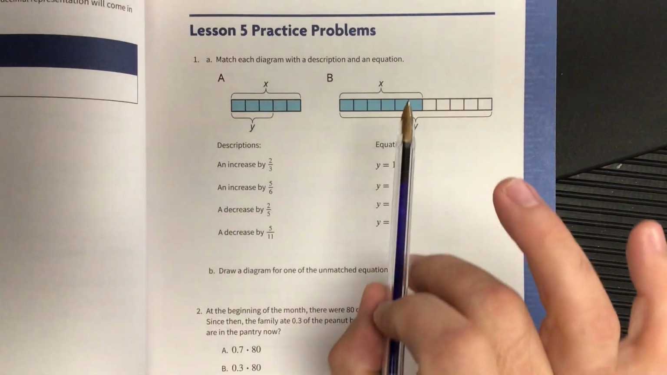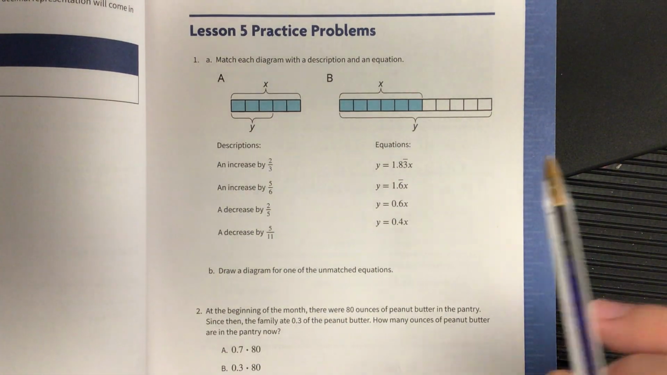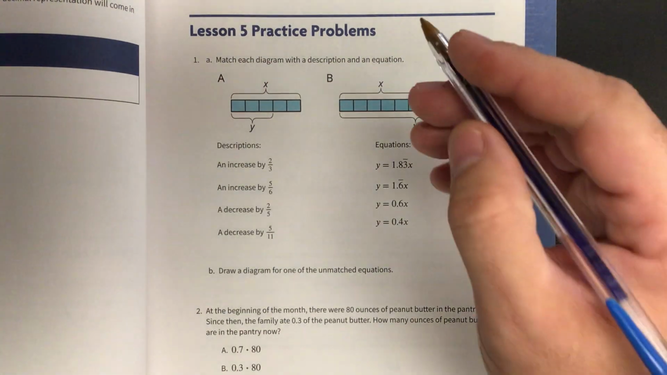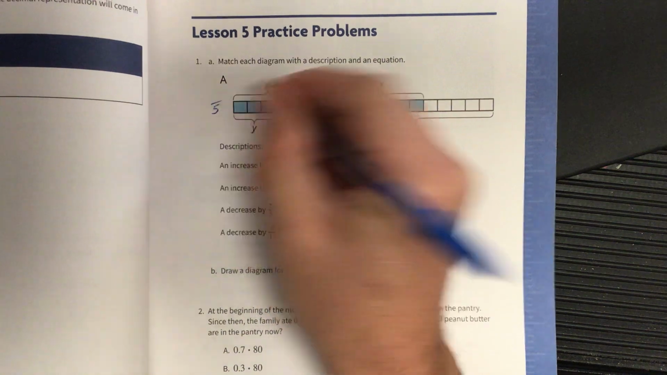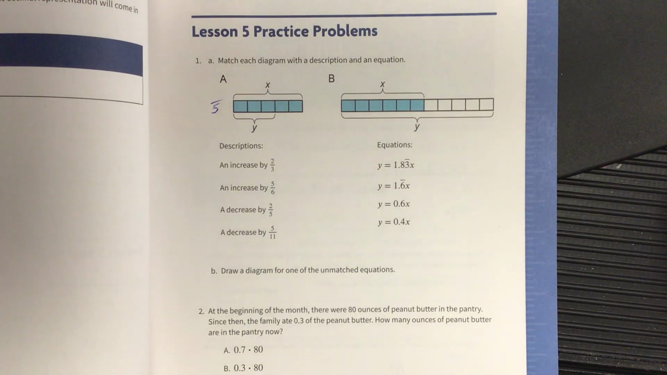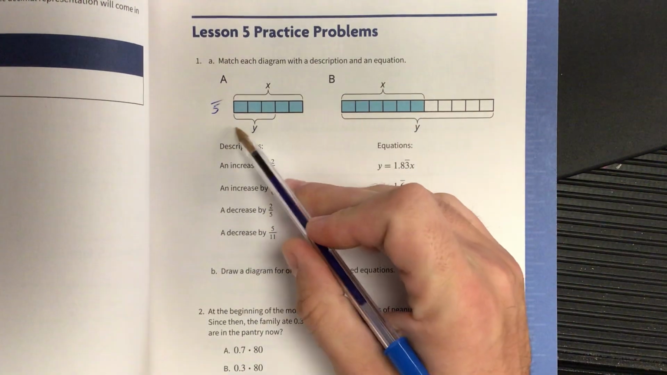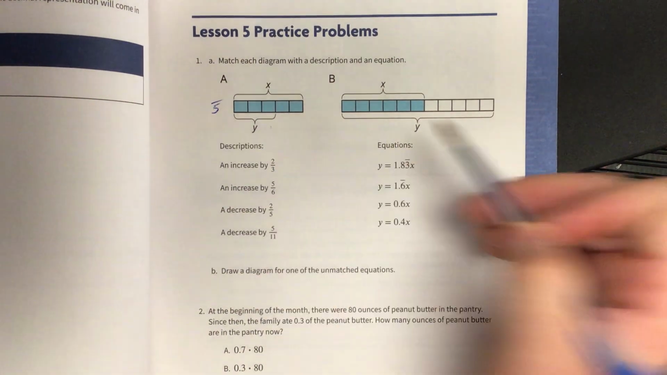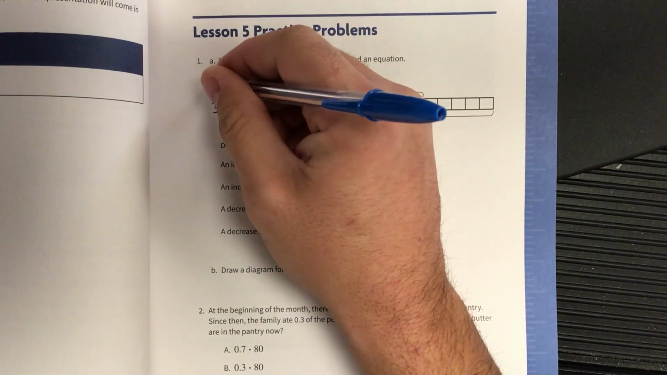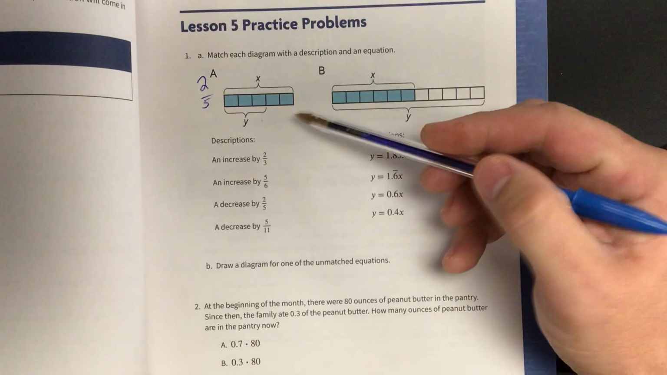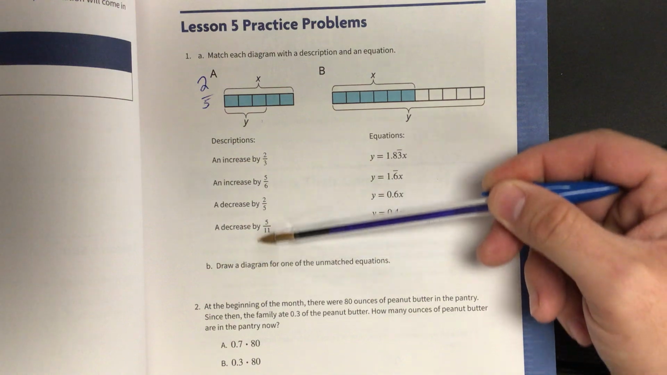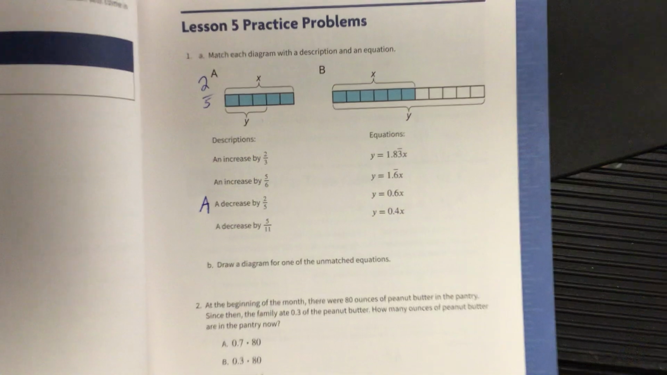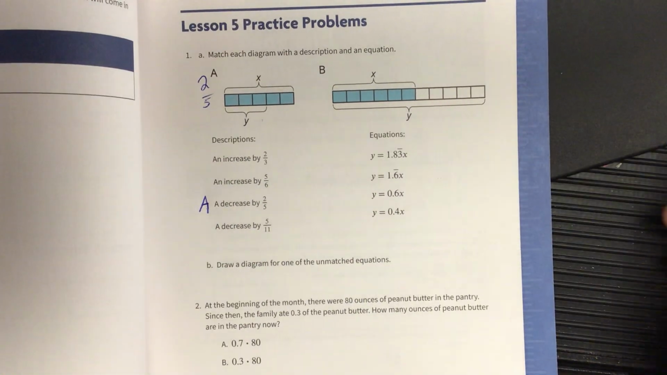The first thing you look at is how many boxes you have for X. How many boxes do we have for X? For A? 5. That's our denominator. Now looking at Y, how many did we gain or lose compared to those 5? We lost 2. So do you see anything that would show that we lost 2 out of 5? Third one down, decreased by 2/5.